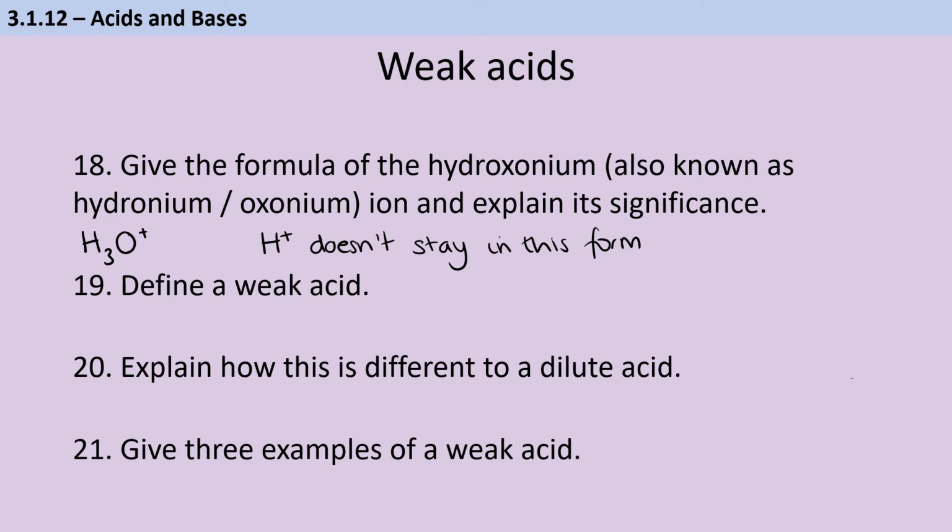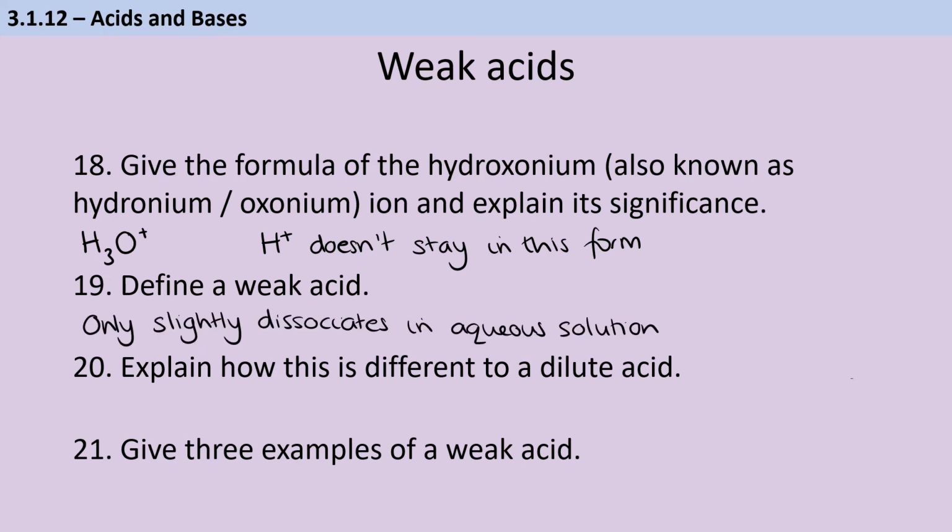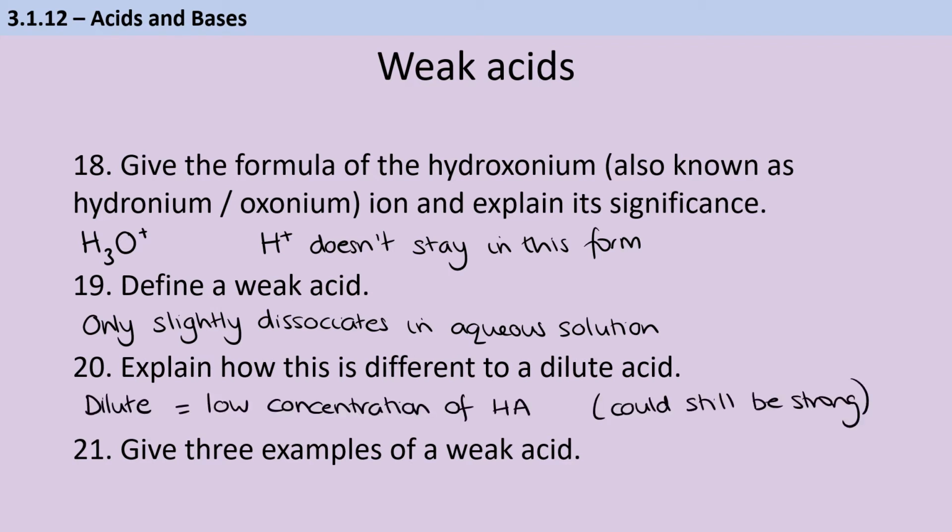A weak acid, as far as we're concerned for A-level chemistry, at least for AQA, is one that only slightly dissociates in aqueous solution. This is different to a dilute acid because when we talk about a dilute acid, what we're really interested in is the concentration of that acid in solution. So it's still possible for it to be strong, there just isn't very much of it there. Examples of weak acid include carbonic acid, citric acid, and also carboxylic acids like ethanoic acid.